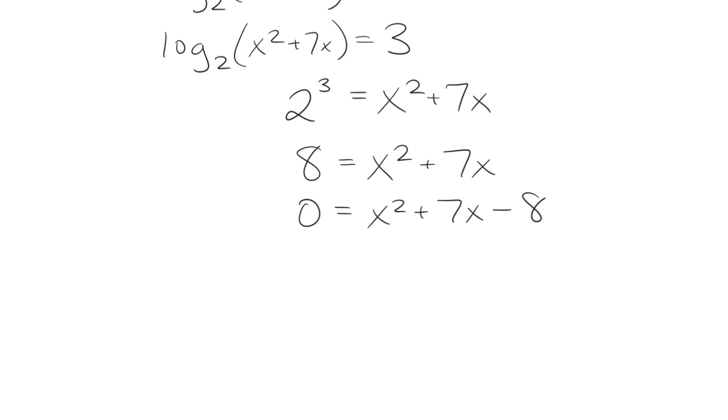Let's hope this factors. Is there something that would multiply to negative 8 and add to 7? 8 and 1. So this would be 8. This one would be 1. Which one's positive? Which one's negative? Is 8 what? Positive? Agree. If that's the factored form of this quadratic, then the solutions are negative 8 and positive 1.